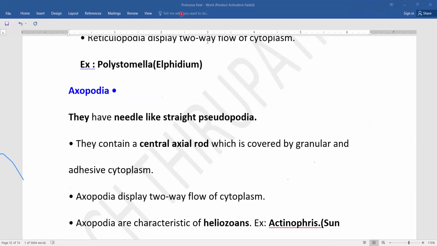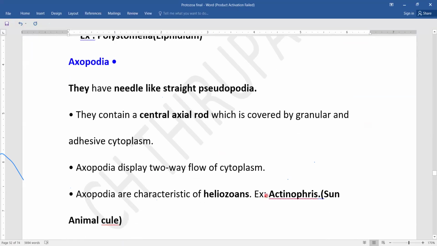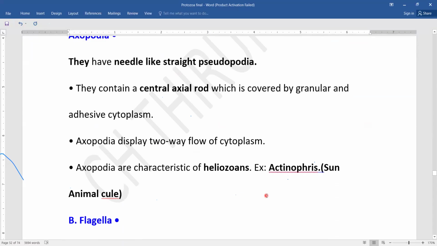Okay. So anyway, axopodia means they have needle-like straight pseudopodia that contain a central axial rod. Right. So axopodia display two-way flow of cytoplasm. They are present in heliozoans. Example, Actinophrys, which is commonly known as sun animalcule.